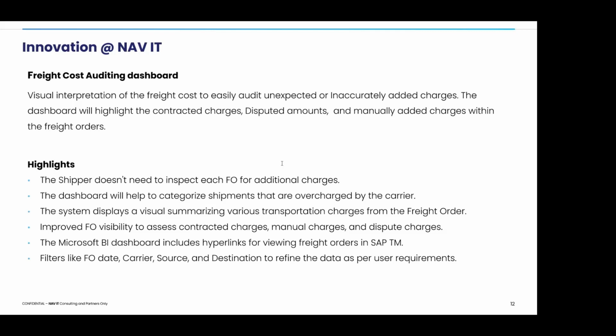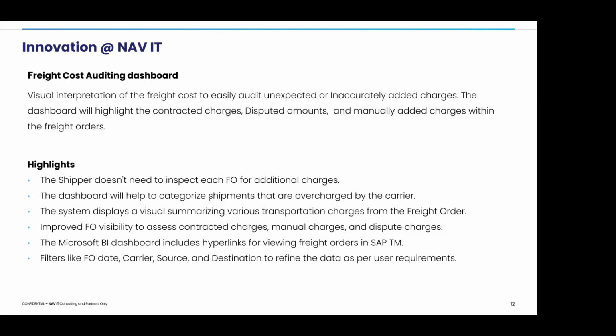We have improved the visibility of freight orders, allowing access to the contracted charges, manually added charges, and the disputed charges with ease. The Microsoft BI dashboard includes hyperlinks that directly link to the corresponding freight order in SAP TM, simplifying access to more information. Users can refine the data based on their specific needs by applying filters such as freight order date, carrier, source and destination location, and charge type.